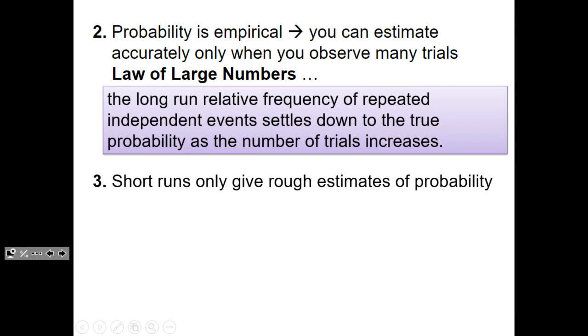If I flip it 100 times, I might get heads 50 times and tails 50 times. But good chance I won't get that exact number. It's only going to give me a rough estimate of a 50-50 chance, because 100 compared to infinity is such a small number. So it's still only going to be a rough estimate.